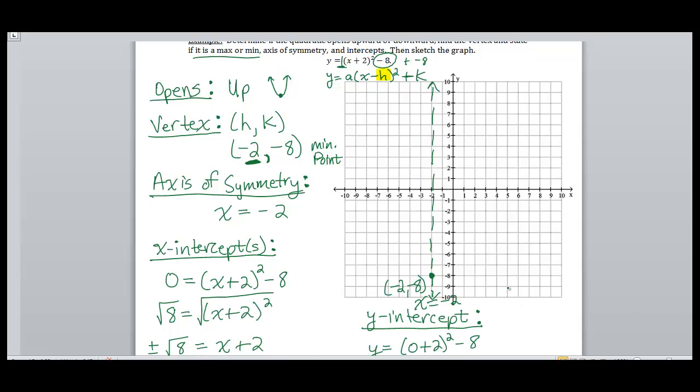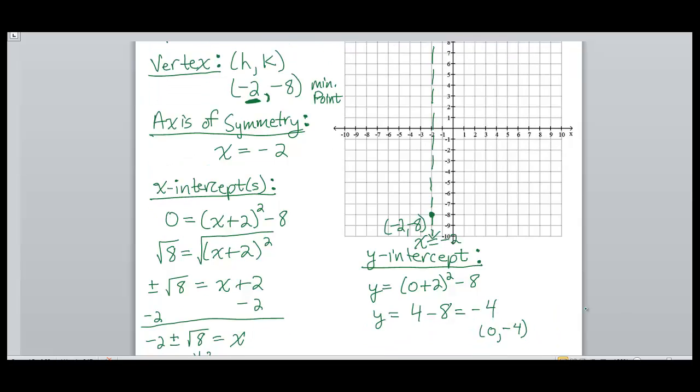All right. X-intercepts are decimal, so I'm not going to worry about them. They're not going to help me be as accurate as I can while drawing my graph. But I do have my Y-intercept being at 0, negative 4. So from my origin, I'll go down 4, and I have my Y-intercept.